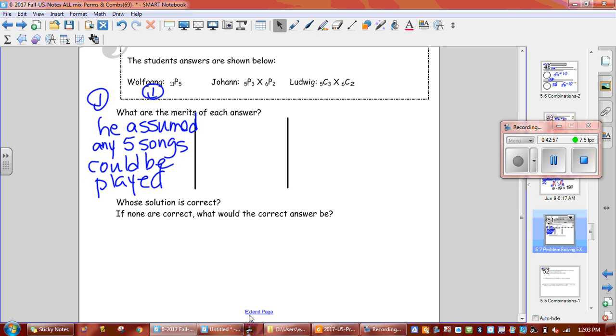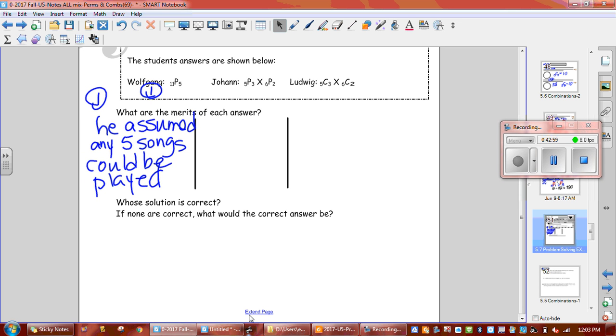All right, Johann is number 2. Ludwig is number 3. What was wrong with Johann? Well, he considered that we've got 3 popular and 2 classical.